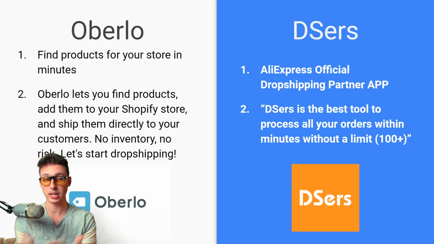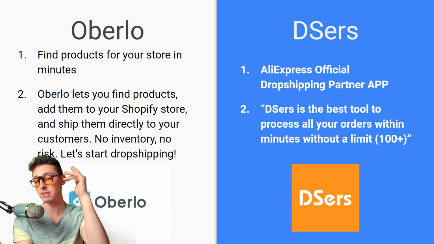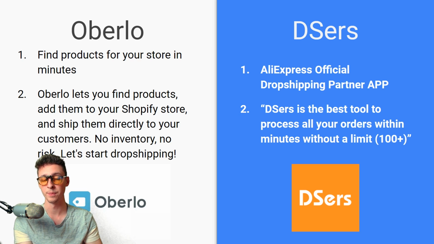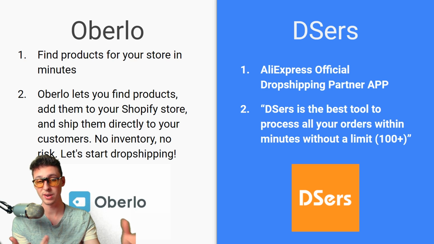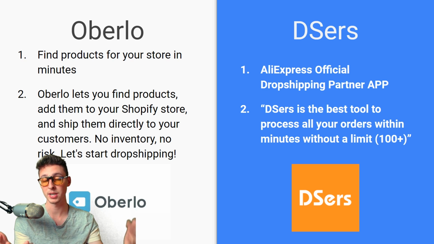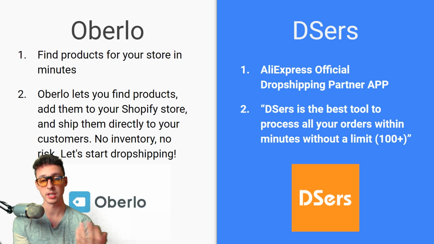They let you find products for your store in minutes, and that is not an exaggeration. Probably less than minutes, because once you load up the app, they provide you with a list of products. You can import it into your store, and then when orders come in, you click a button, pay, and they'll ship it out for you. Oberlo lets you find products, add them to your Shopify store, ship them directly to customers, no inventory, no risk. "Let's start dropshipping." That's their slogan on their homepage, and that's exactly what they do. It's a good app. It does exactly what it's supposed to.